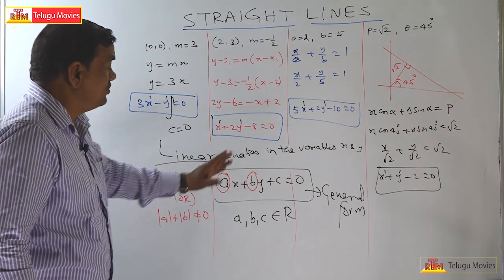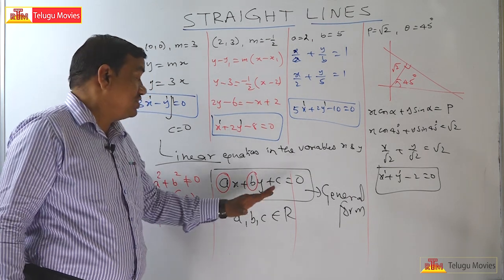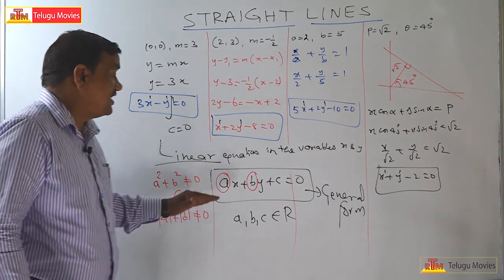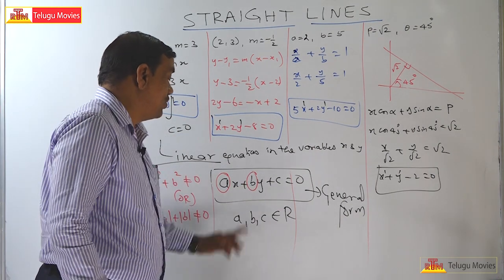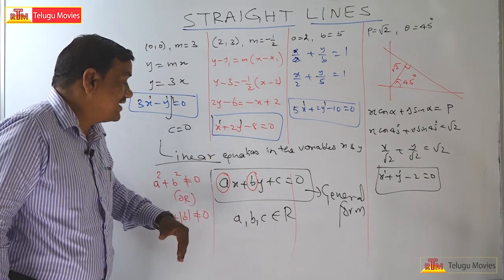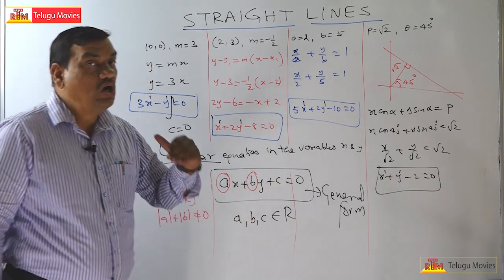Okay, right. So see, the constant may be present or may not be present. So this is called the general form of the equation of the line, ax plus by plus c is equal to 0, where x and y are called variables. A is called the x coefficient, b is called the y coefficient, c is called the constant.